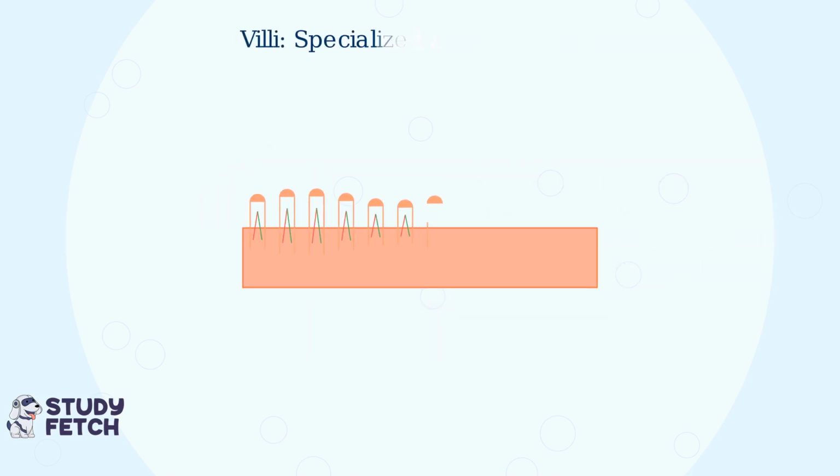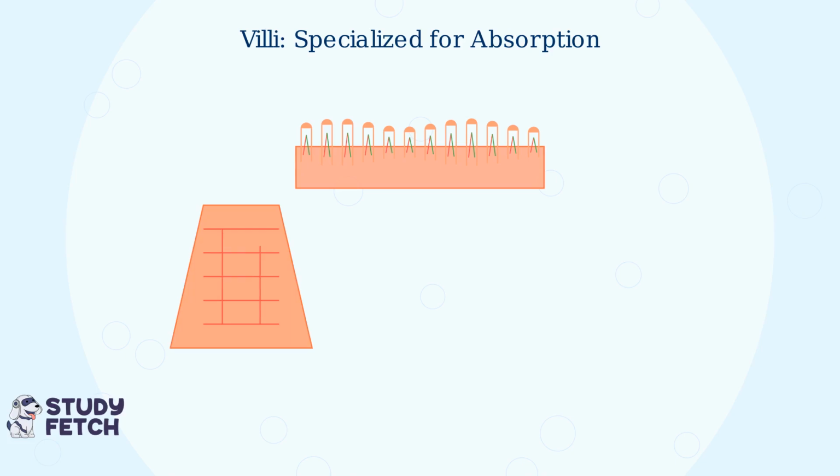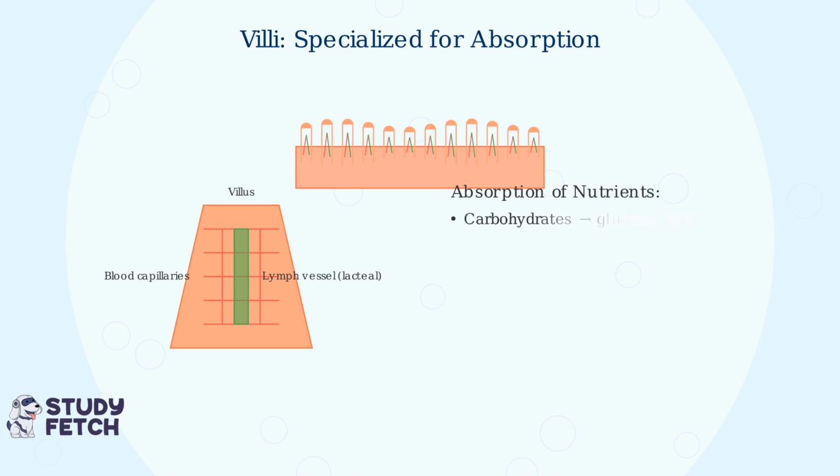The inner surface of the small intestine is covered with millions of microscopic finger-like projections called villi, which dramatically increase the surface area available for absorption. These specialized structures increase the intestinal surface area about 600-fold, making it extremely efficient at absorbing nutrients. Each villus contains a network of blood capillaries and a lymphatic vessel called a lacteal.